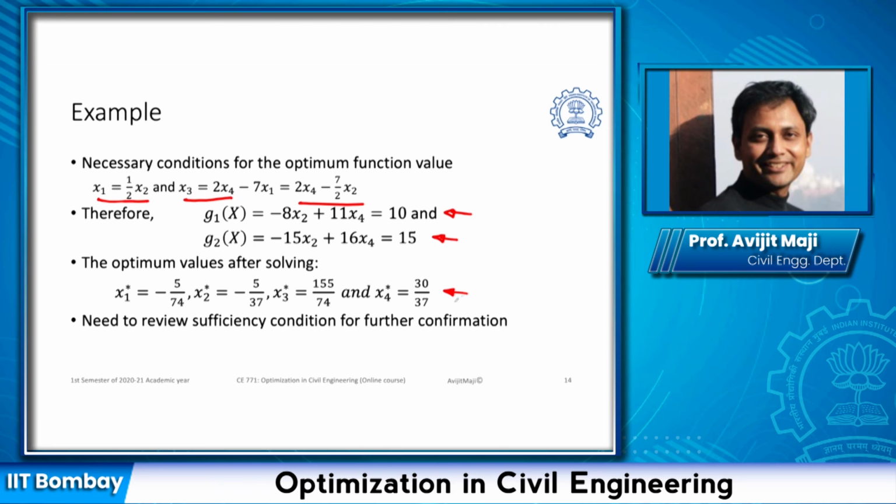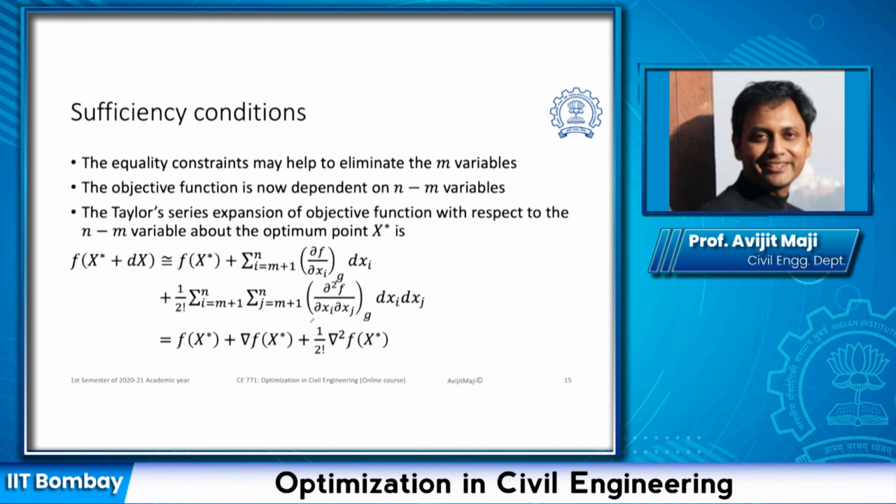That is going to be decided based on the sufficiency condition, and for this we'll look into the sufficiency condition. Now, as we had said, the equality constraints helped us to eliminate the m variables and make the objective function of n minus m variables.